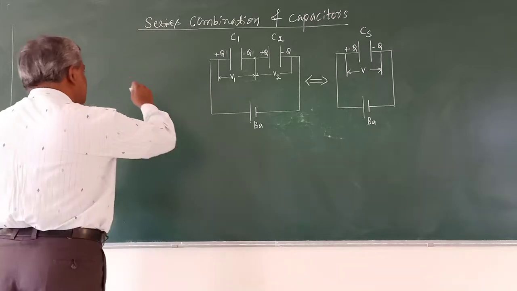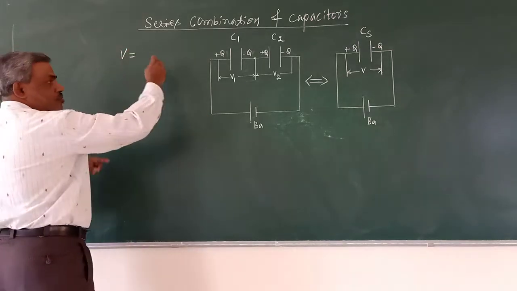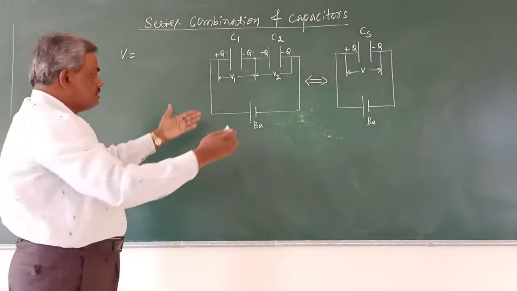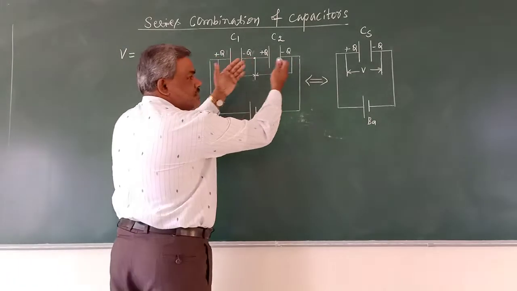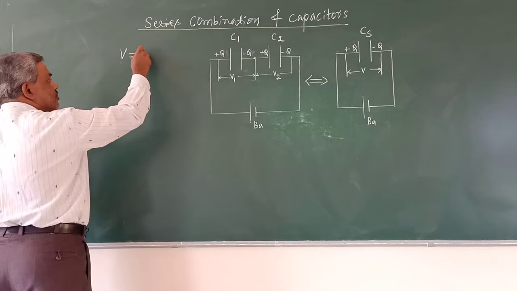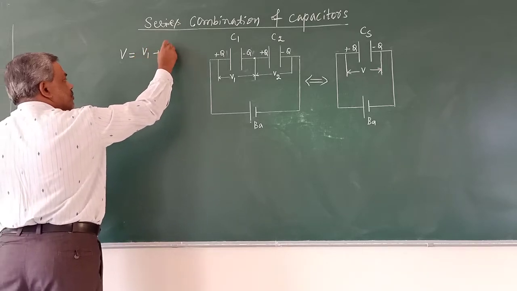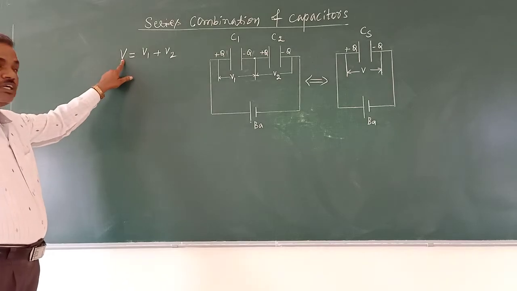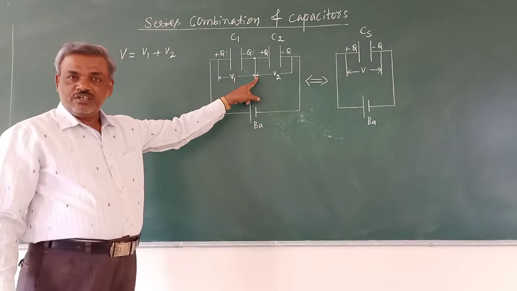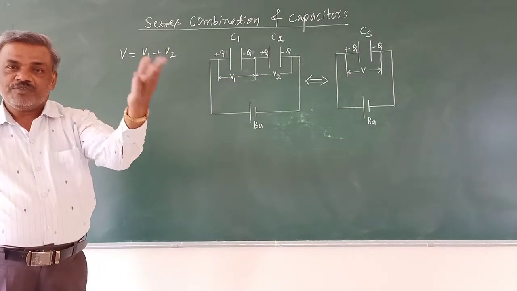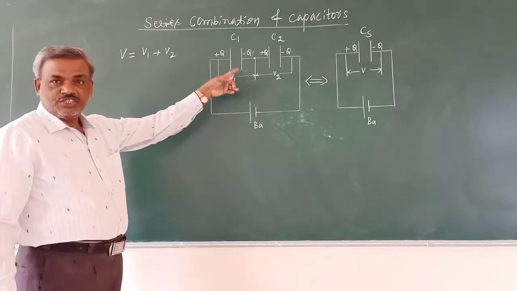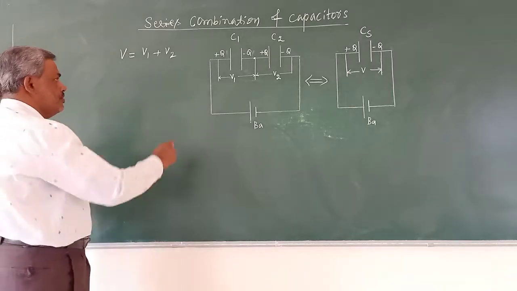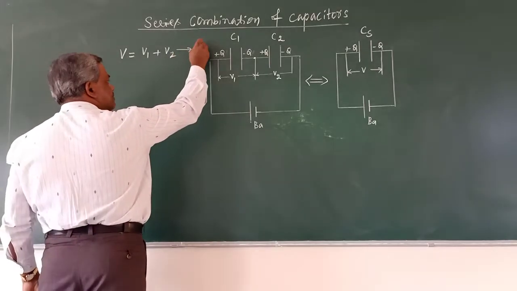The potential difference across the combination is equal to the sum of the potential differences across each capacitor. So V equal to V1 plus V2. Potential difference across the combination is equal to the sum of the potential differences across each capacitor. Here V equal to V1 plus V2 is equation number 1.